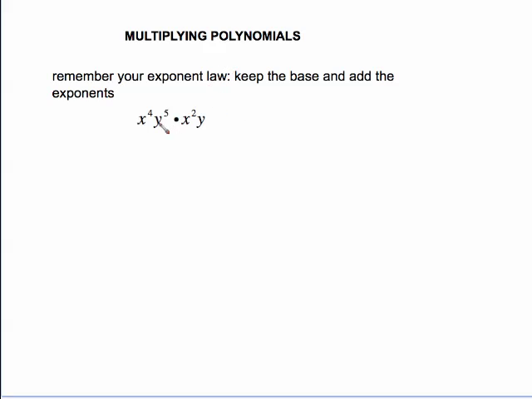Multiplying these polynomials, let's start with just a monomial times a monomial. And all this is using your exponent laws, which is keep the base and add the exponents. So x to the 4th times x squared is x to the 6th. Remember, there's an understood exponent of 1 right there. So when I do y to the 5th times y to the 1st, it also gives me y to the 6th. So that's just your exponent law for a monomial times a monomial.